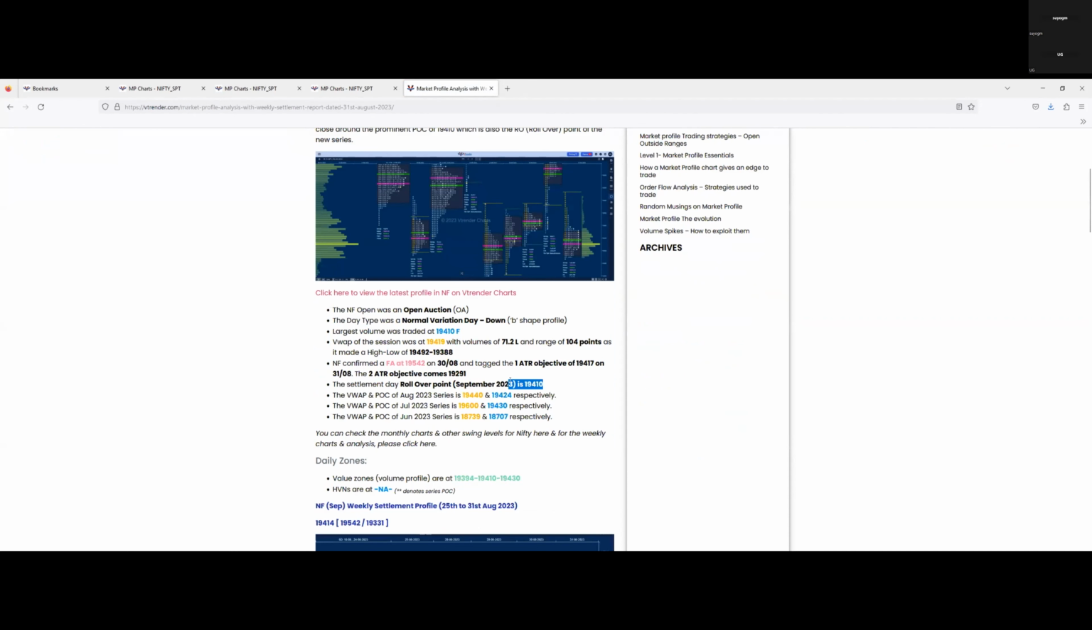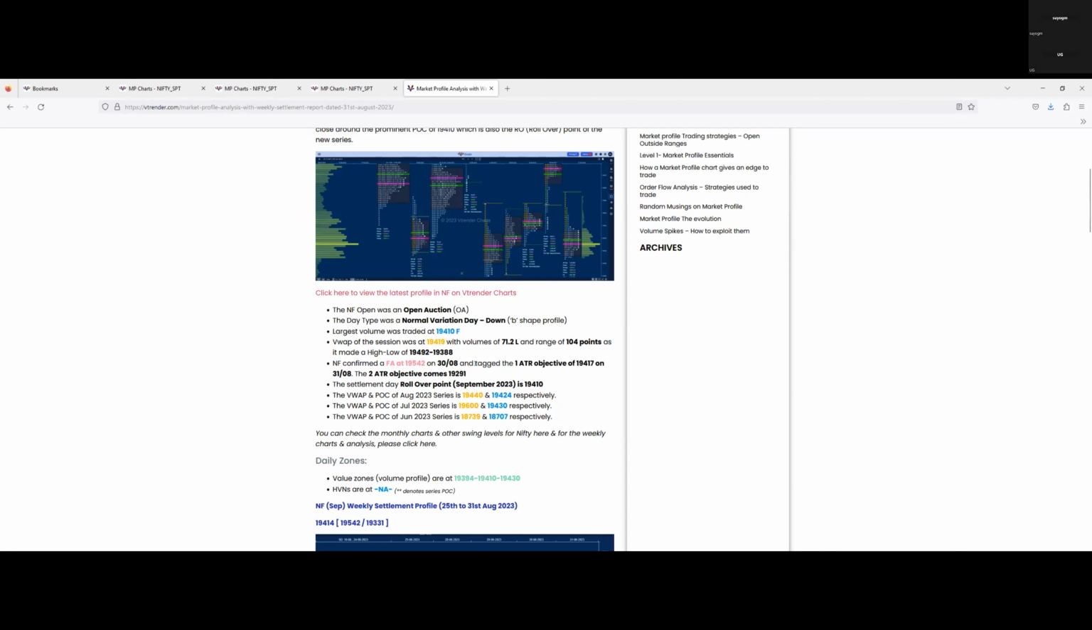The rollover point is here at 410, and the FA which was marked at 542 is here. We completed the 180R objective of 19417. So if we remained below this 19417 level, we could look for the 280R objective, which comes to 19291. So this is how we look when FA is confirmed.